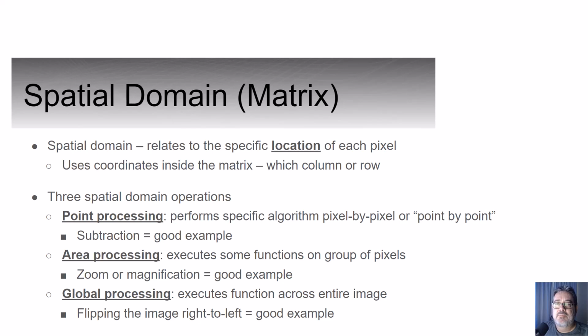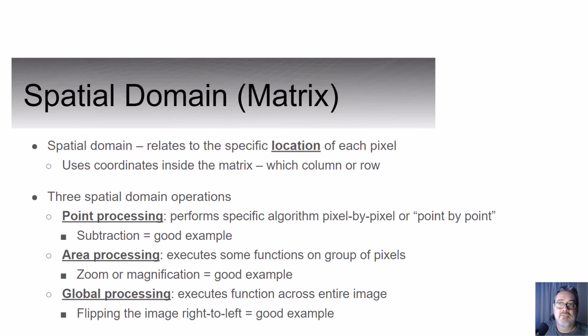Subtraction is another example that you might see in IR or if you've ever done vascular work in the OR. You just need to be able to identify what domain something falls under if I say point processing. Area processing focuses on a group of pixels. Not the entire image, but a specific section. The zoom function doesn't magnify the whole image, just a small portion of it, or a very specific area within the spatial domain. Global processing executes a function across the entire image matrix.